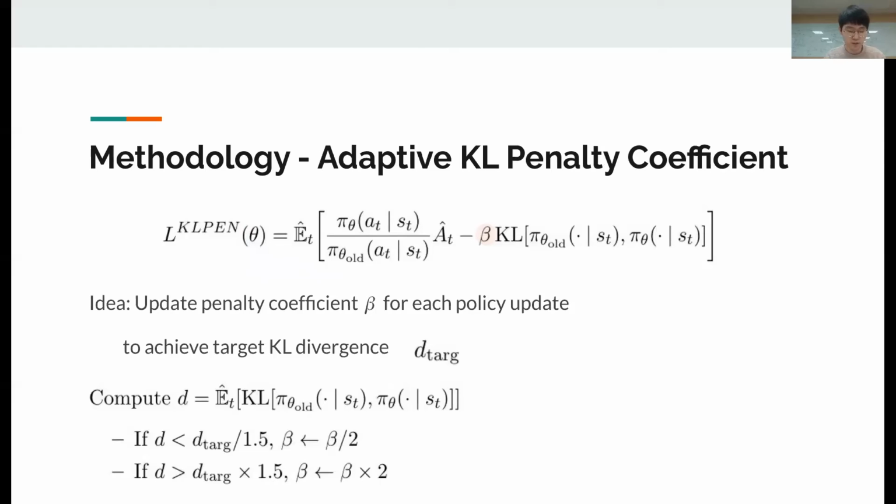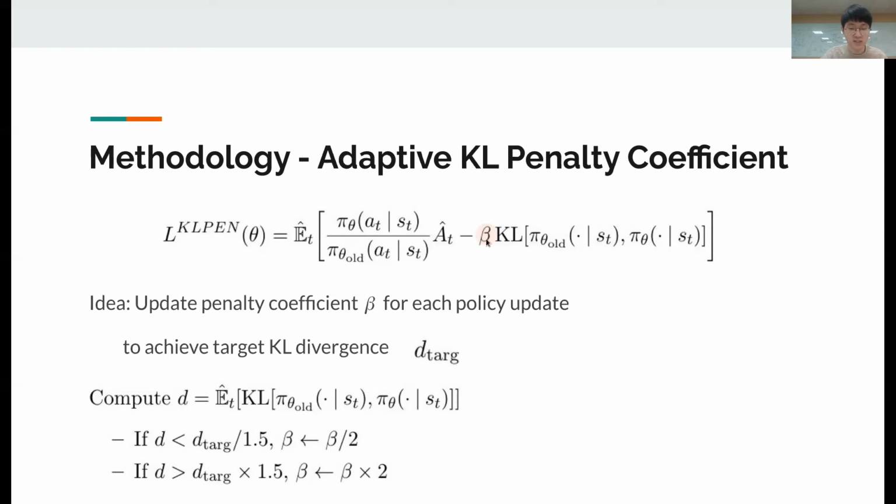Another proximal policy optimization algorithm is the adaptive KL penalty coefficient. In TRPO, it was problematic that we don't know the proper beta value here. This algorithm adaptively updates the beta value according to the value of KL divergence.